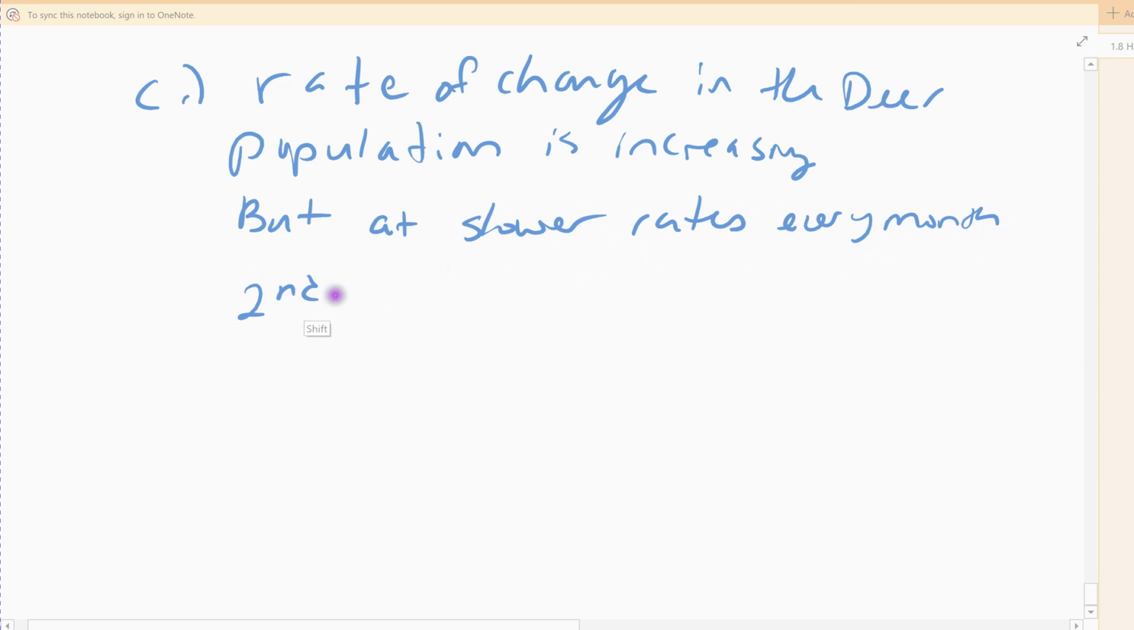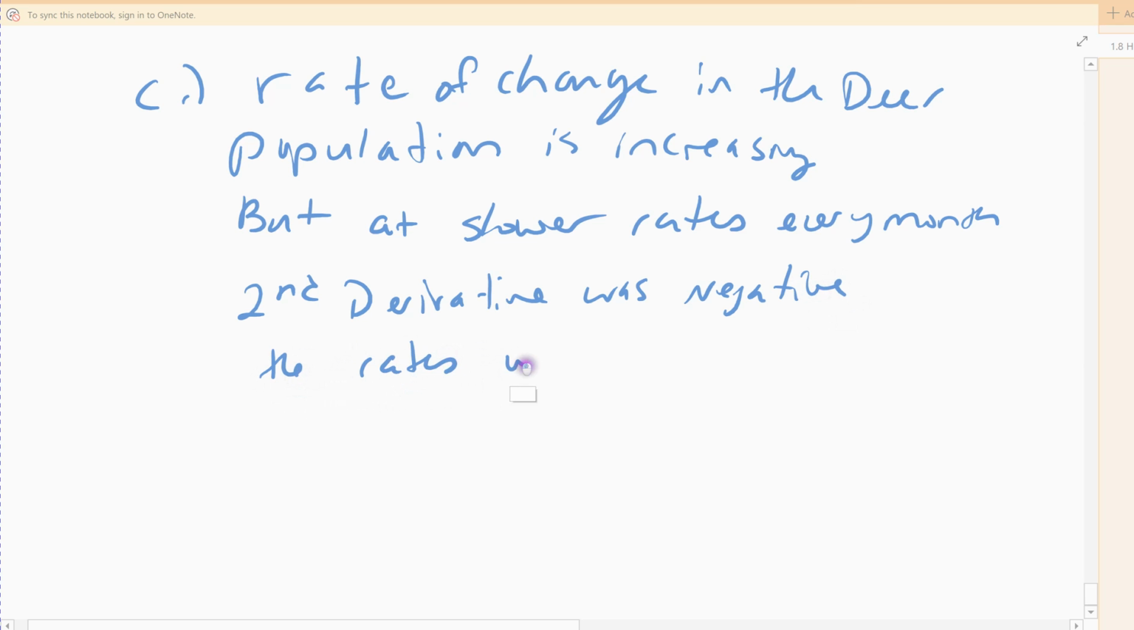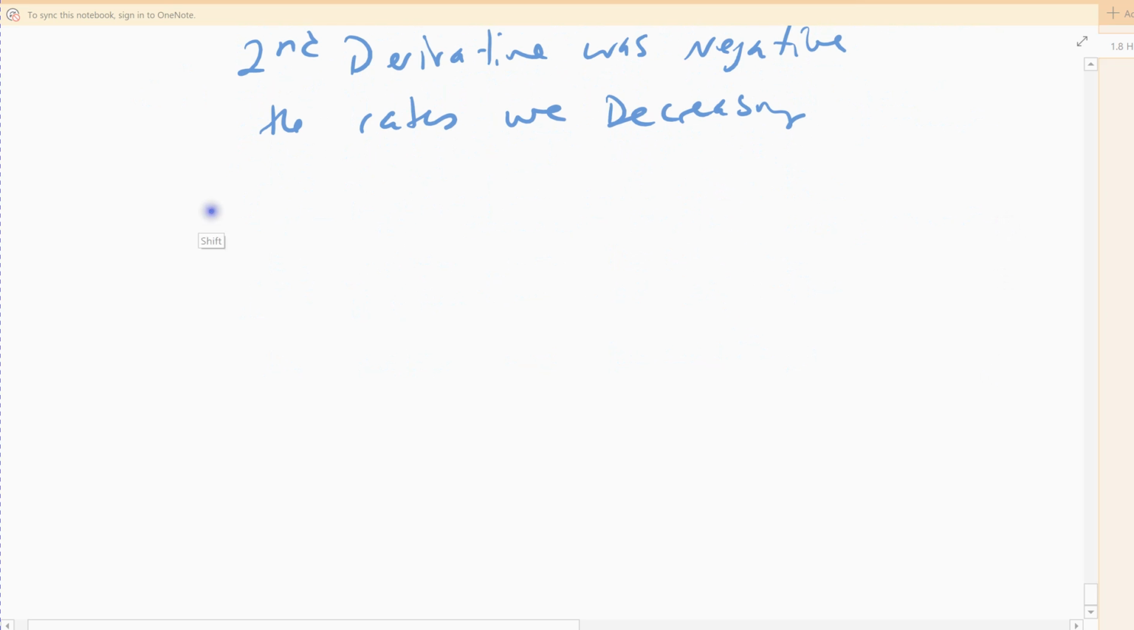Because the second derivative was negative, the rates were decreasing. They're still positive, so I'm still adding deer, but I'm adding deer at a slower and slower rate every month. Right, that's what's going on here. So decreasing rates. And you can kind of see that if you graph the original function.